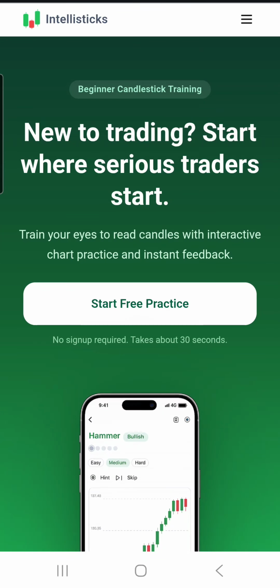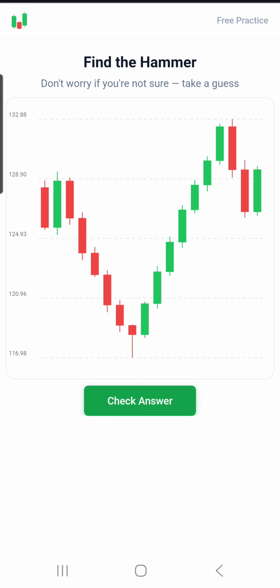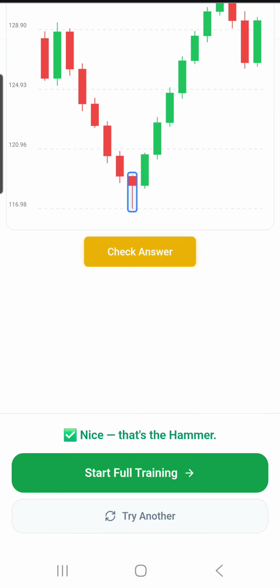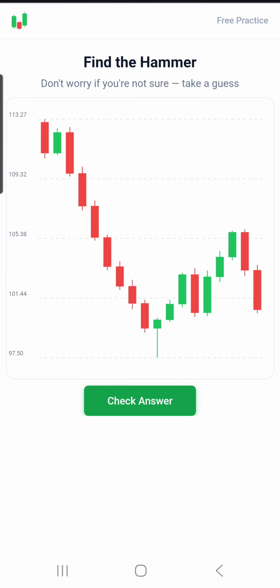You can start free practice. It's free to try. It drops you right into our first lesson, where you're tasked with trying to find the hammer. And don't worry if you don't know what a hammer is. Just take a guess. Right now, I know what a hammer is, of course. So boom, there it is. That red candle with that long wick, that's called a hammer. You hit check answer, then you get this feedback. It says nice, that's the hammer. And you can try another one if you want.